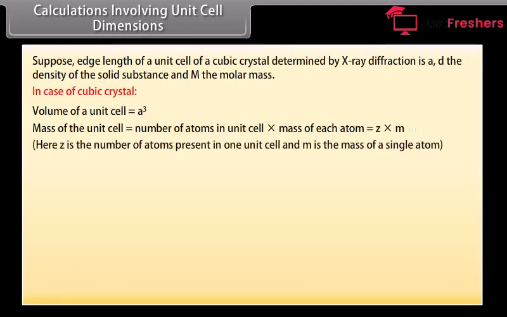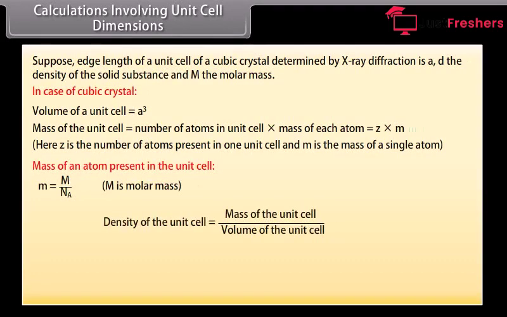Here, Z is the number of atoms present in one unit cell and m is the mass of a single atom. Mass of an atom present in the unit cell, m, is equal to M upon Nₐ, where M is the molar mass. Density of the unit cell is equal to the mass of the unit cell upon the volume of the unit cell. Therefore, d is equal to Z times M upon a cubed Nₐ.